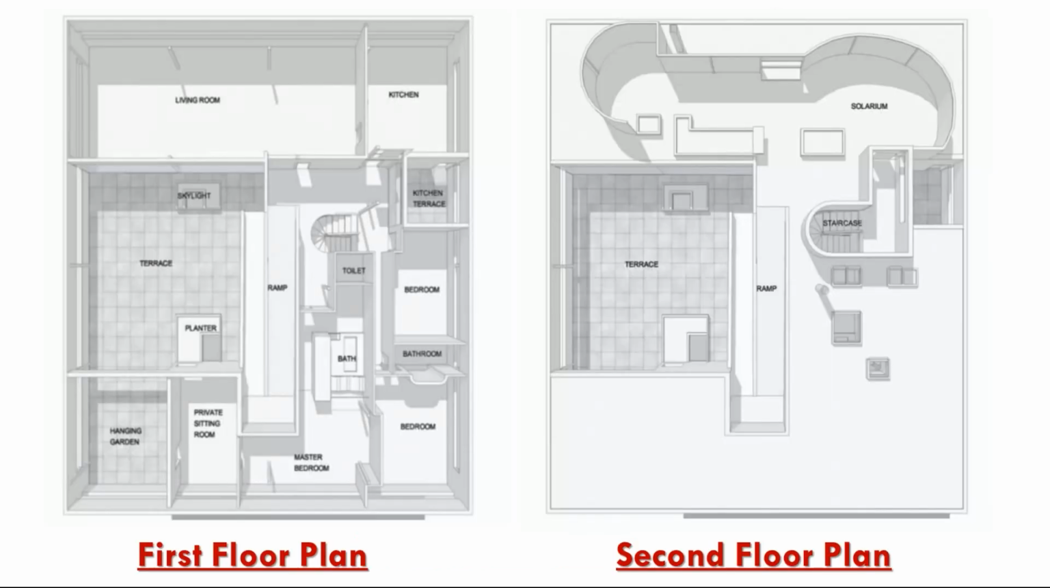Coming on to the first floor by using ramps or stairs, one can see the living room and kitchen. Then on the left hand side they have the planter and terrace open to the sky, a hanging garden. Then there is a master bedroom which has a private sitting room which is also used as an office area. Then they have two other bedrooms, and the kitchen has a separate kitchen terrace. Then coming to the second floor, as you can see there is a solarium.